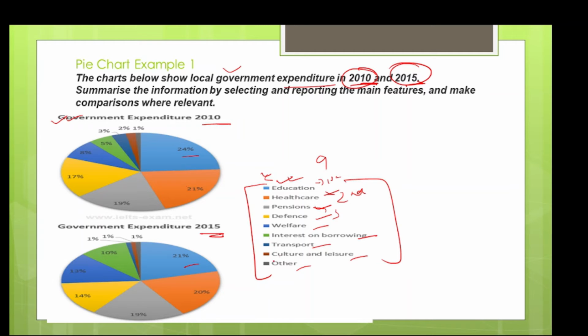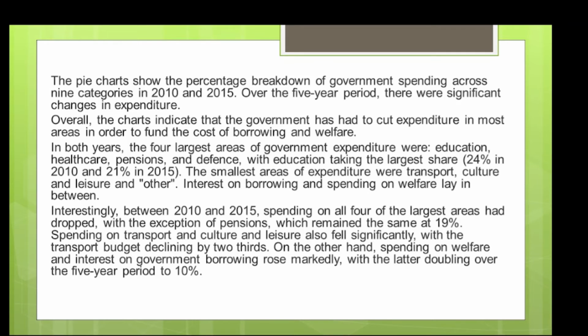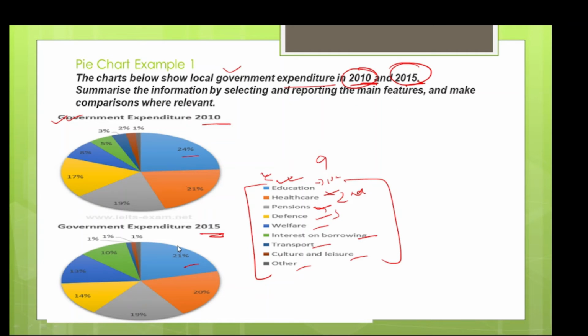Okay, so the first thing we can notice is the major sectors they have covered and the minor, and accordingly we are going to frame our report. The first thing we write is the introduction, where we paraphrase the question. So here they have said pie chart, so the percentage breakdown of government spending across 9 categories in 2010 and 2015. Over the 5-year period, there were significant changes in the expenditure. So if you see, there's not much change, just slight changes. Like major sectors remain major, minor sectors remain minor, just a slight change in the percentages.